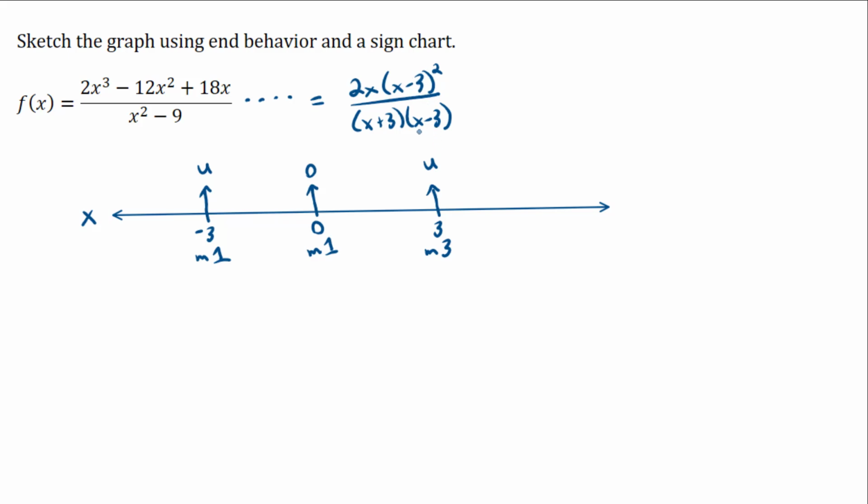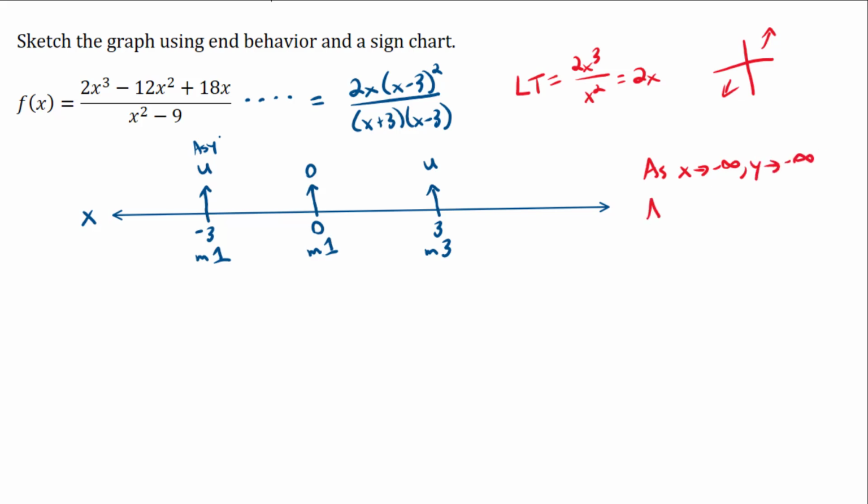It still remains in the numerator. So this is one where you might want to investigate with a calculator what happens really close to 3. But we know negative 3, we're going to have an asymptote. Okay? Now let's look at our leading term to get our end behavior, or you could use a calculator. I've got 2x cubed over x squared, which reduces to 2x. So the left end goes to negative infinity. The right end goes to positive infinity. So I'll put those in.